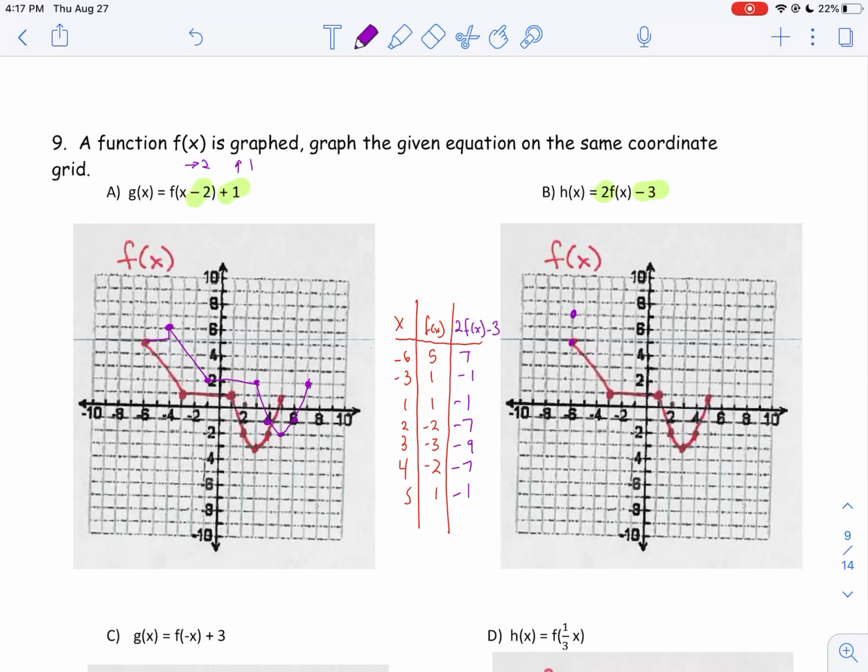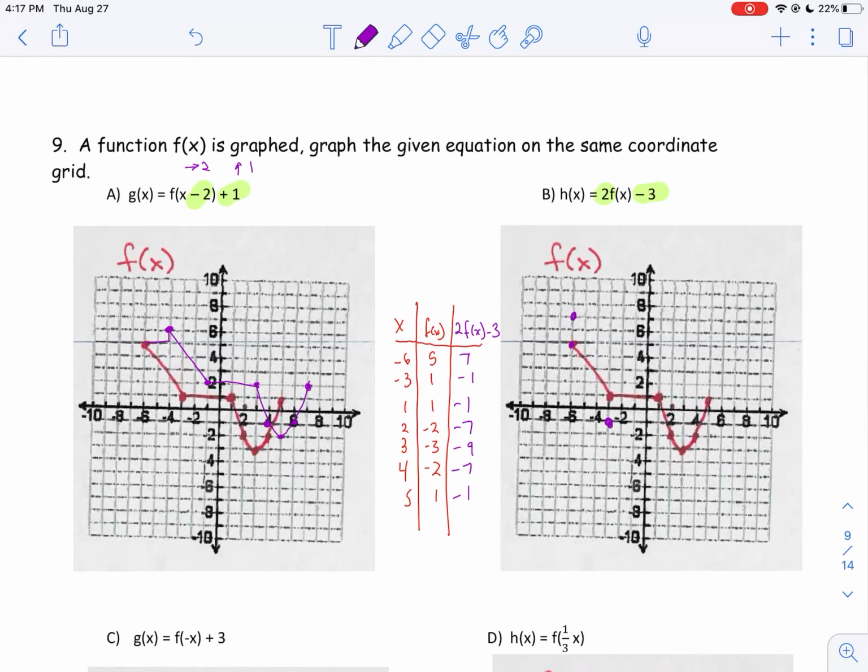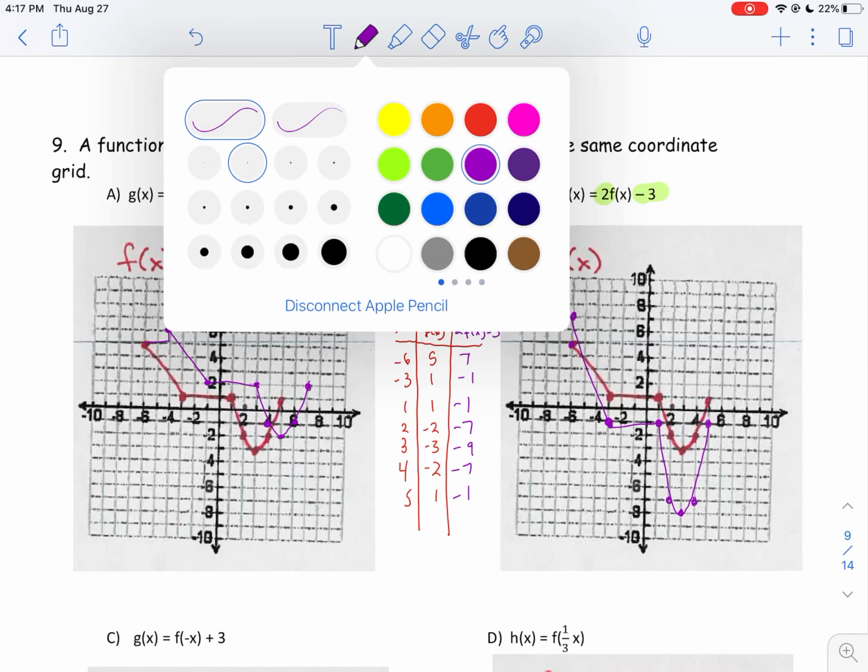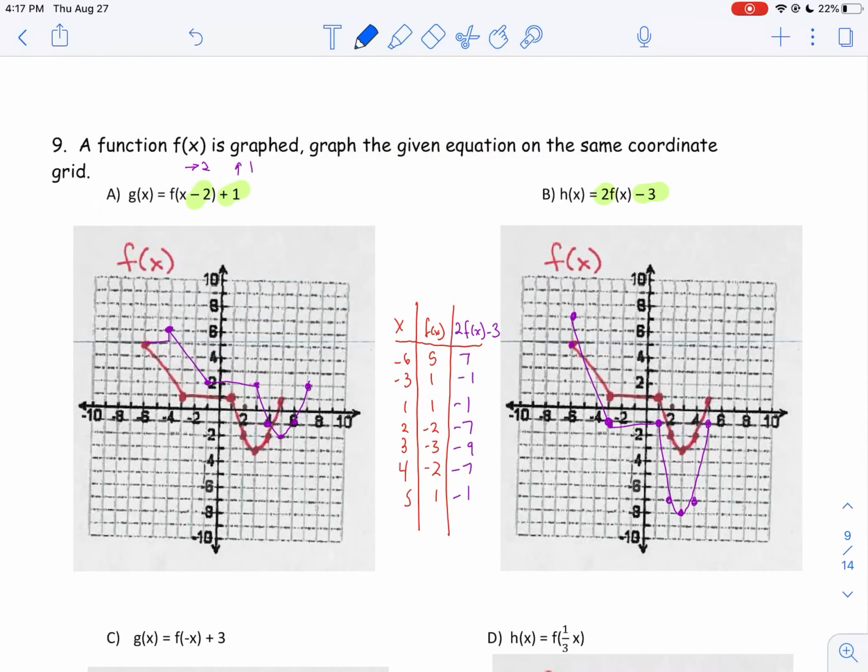Here we go. I can now just plot these points. Negative 3 has a y value of negative 1. At negative 2, it's actually going to be negative 7. Negative 9, negative 7, and negative 1. And you see that this has been stretched in the vertical direction times 2. It's also been shifted down 3, but with that stretch, sometimes it makes it look like it went up, like right here.